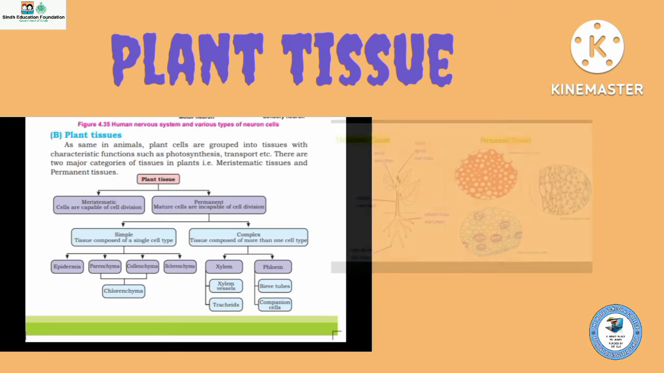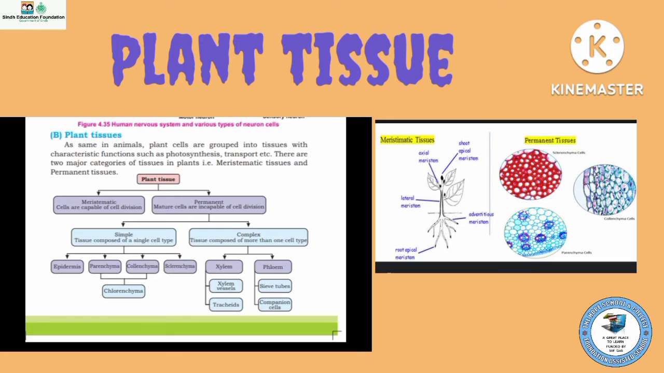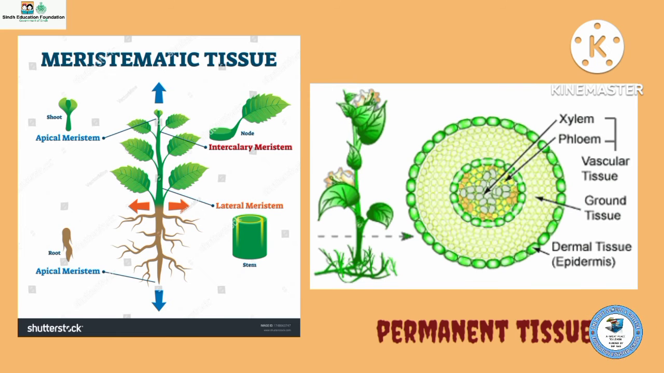Now, another topic is plant tissue. There are two types of plant tissue. Number one is meristematic tissue. Number two is permanent tissue. Meristematic tissue is of three types: number one, apical meristematic, intercalary and lateral meristematic; and permanent tissue includes xylem, phloem, ground tissue and dermal tissue.